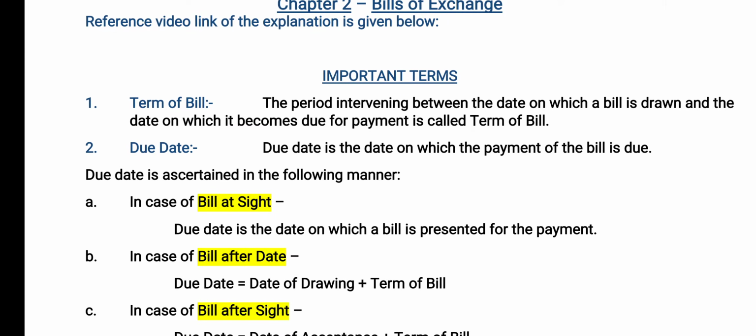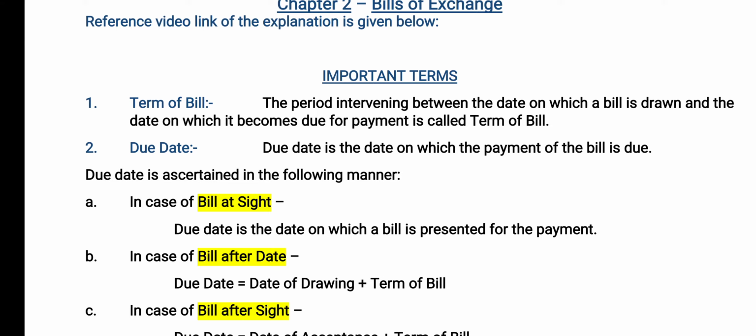The first one is term of bill. Term of bill means the period intervening between the date on which a bill is drawn and the date on which it becomes due for the payment. So in simple language, from when the seller has drawn the bill until he gets the payment, that period is known as term of bill.